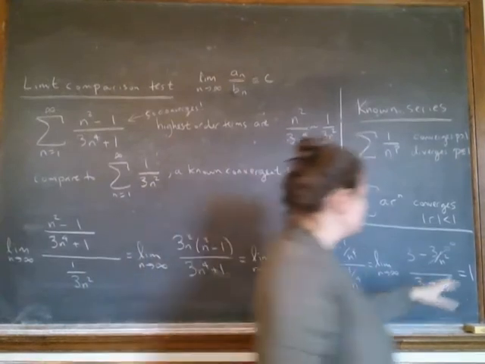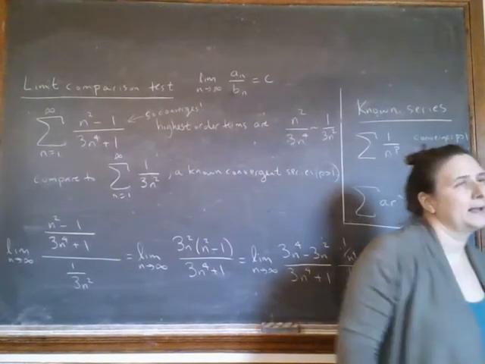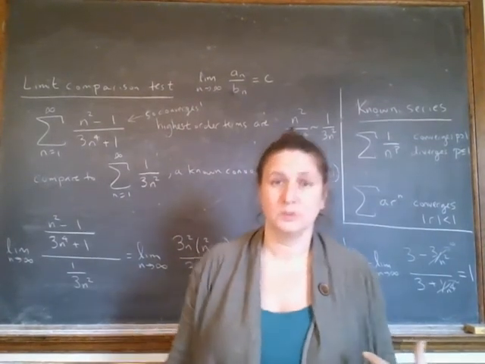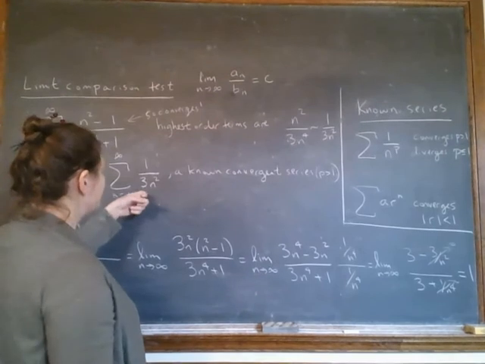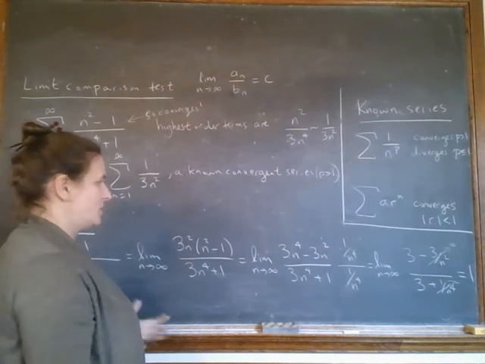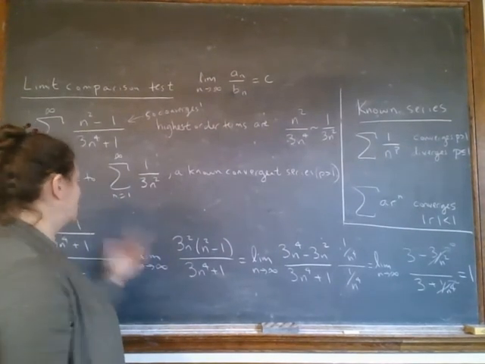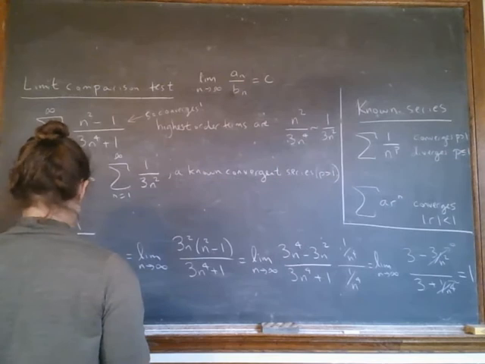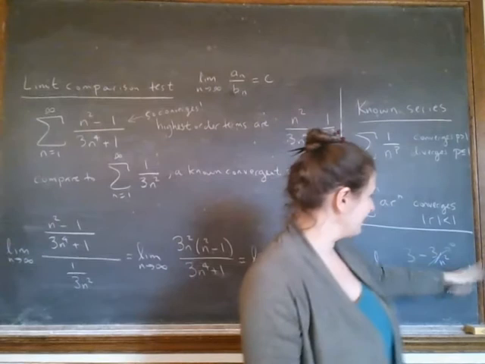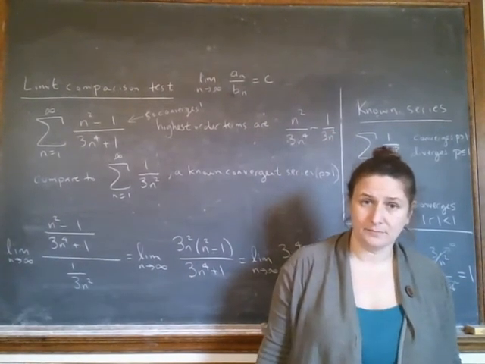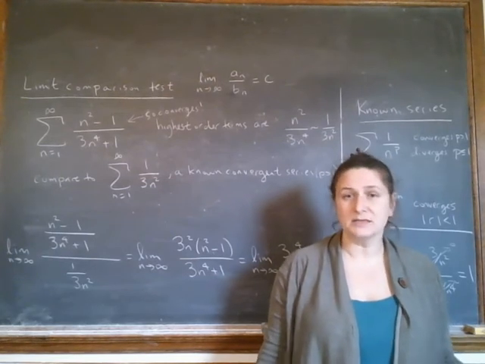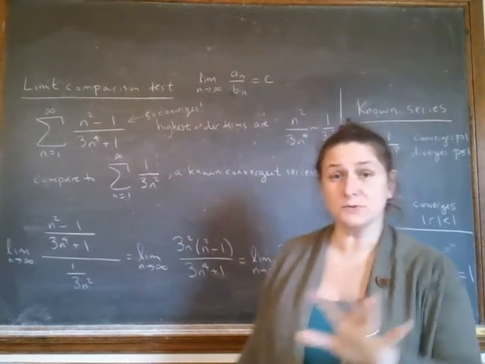So when you get that number there, again, it's going to depend on what you compare it to. I could also have forgotten about the 3 and just compared it to 1 over n squared, which I know converges. I would end up with a different number. What would I end up with? 1/3. I could end up with 1/3. That's okay. The actual number is not that important. Just that it's a finite number, so it's not infinity and it's not 0. That's the important part. Okay, let me do another one.